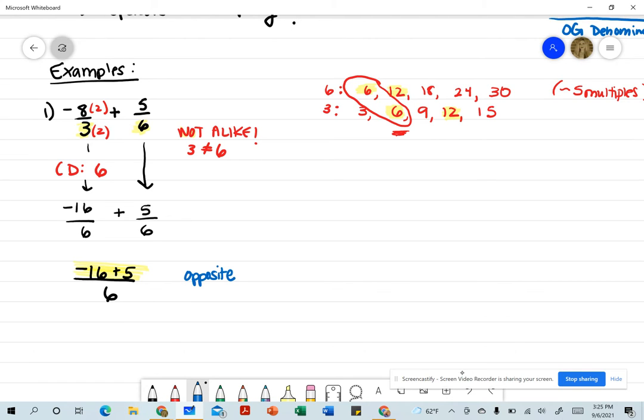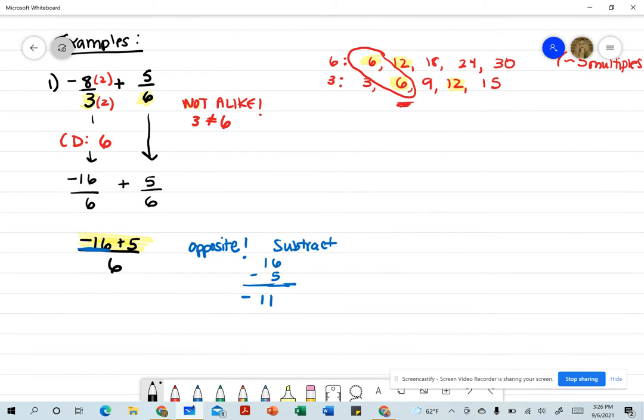It's -16 and +5. Well, if they're opposite signs, we subtract, right? This is where my unit 1's coming in. So I do 16 minus 5. 16 minus 5 is 9. Nope, that's a lie. 16 minus 5 is 11. Sorry, and it's going to be negative 11 because negative 16 had the bigger weight. So now I operate. I have negative 11 over 6.